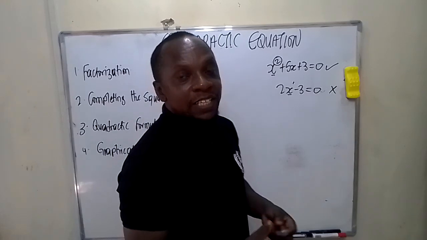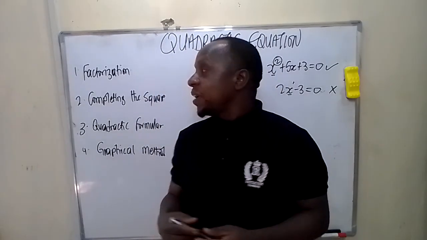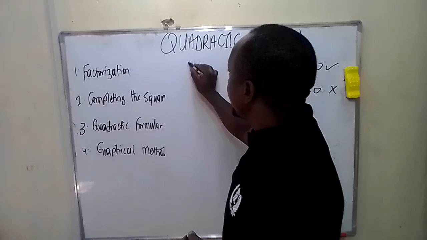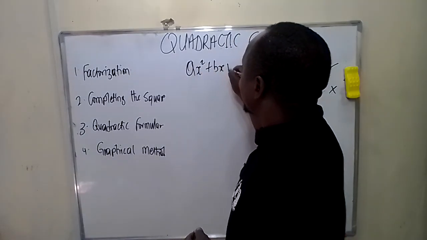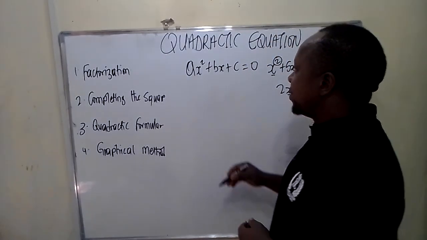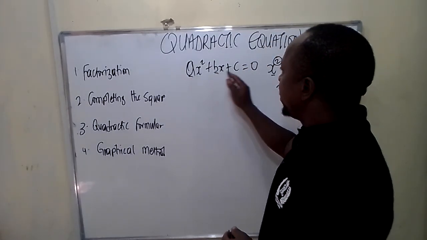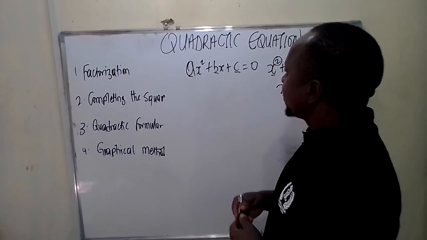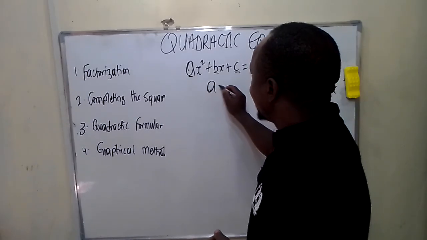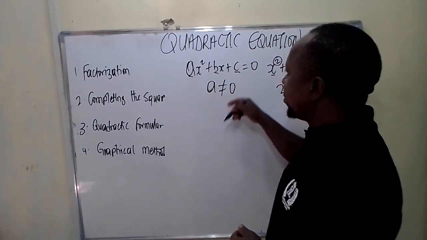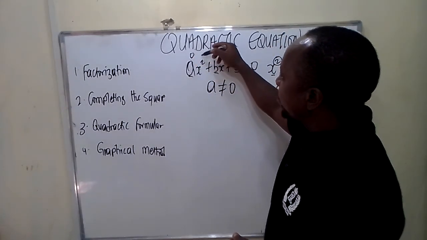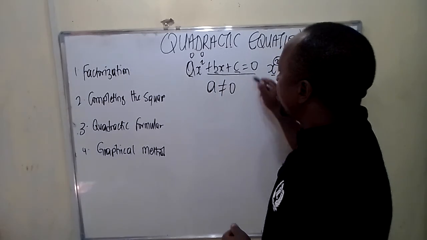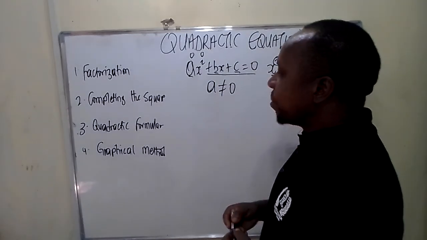Also note that the general or the standard form of any quadratic equation is given by the formula ax squared plus bx plus c equal to 0, where a, b, and c are real numbers and a is not equal to 0. Because if a is equal to 0, 0 times x squared will give us 0. This will become a linear equation.